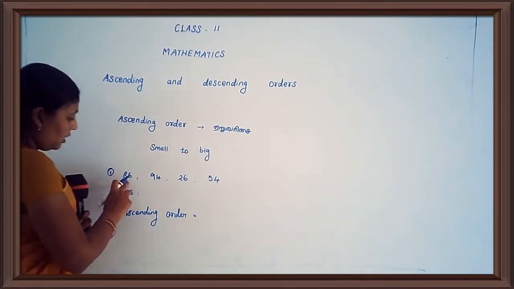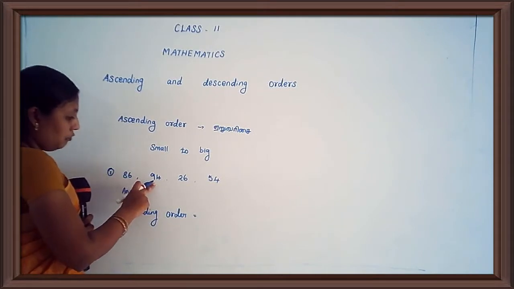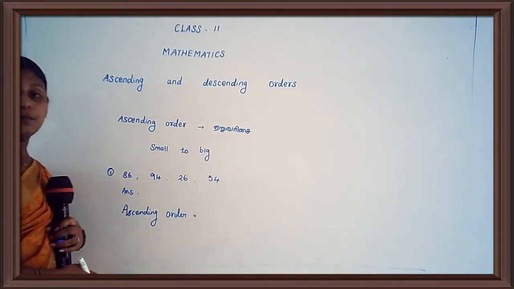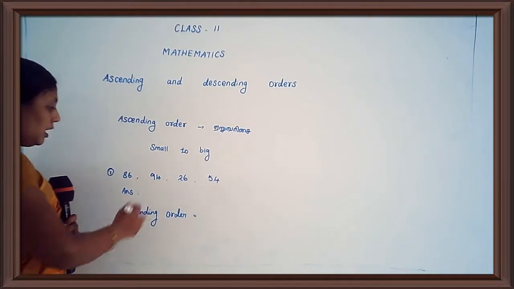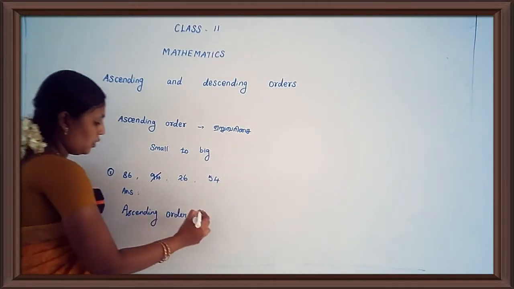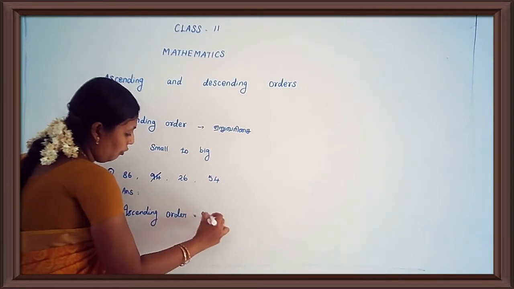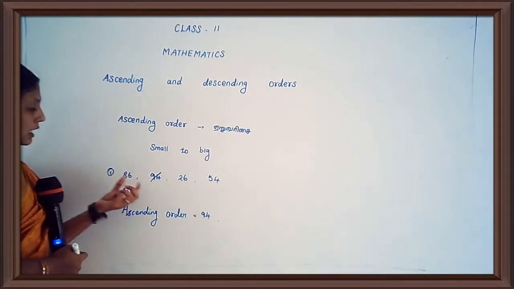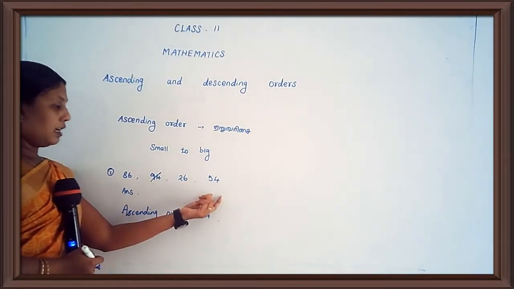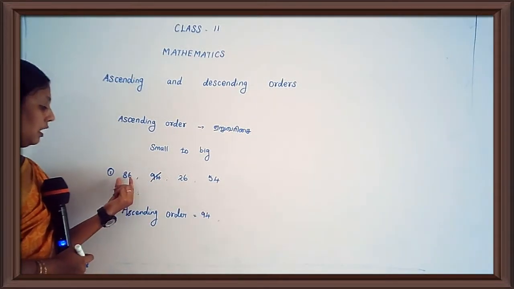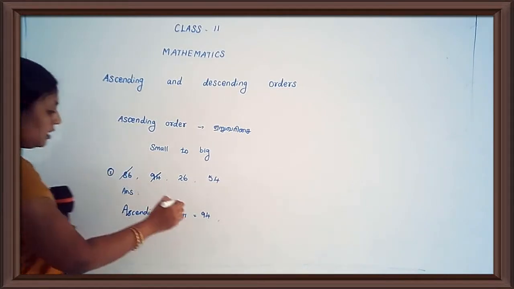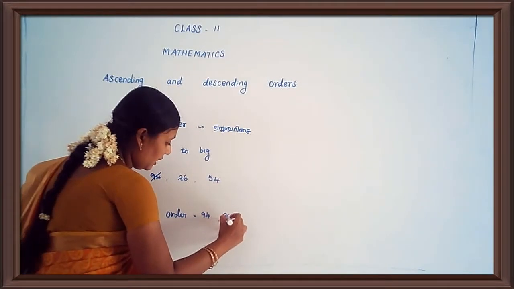Which one is smallest? 86, 94, 26 and 54. Which is greater? 94 is your greatest number. So you have to write here 94. Okay, then comma. Write the next one, 86, 26 and 54. Which is greater? 86 or 54? 86. You cut and write here 86.